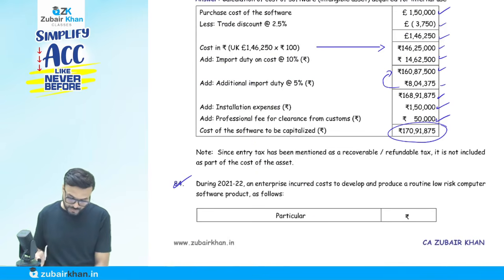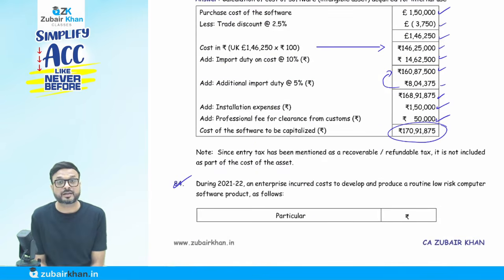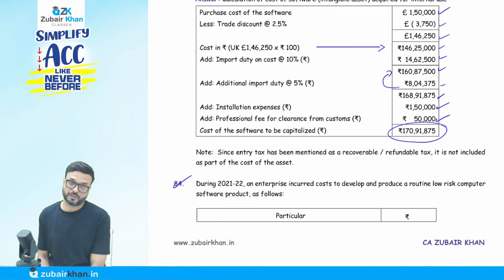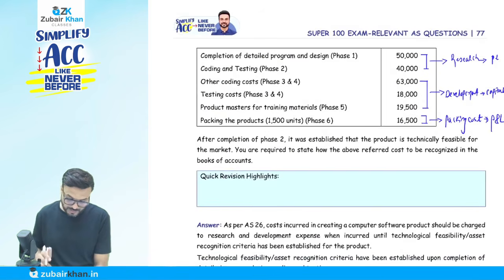Now 84. During 21-22, an enterprise incurred a cost to develop and produce a routine low risk computer software, internally generated software, as follows. Completion of detailed program and design, okay, it's a research phase. Coding and testing, they are doing testing, these are also research. Now other coding costs, testing costs, and the product master for training materials. Okay. Now what is going to happen?